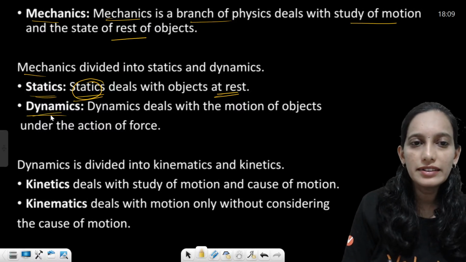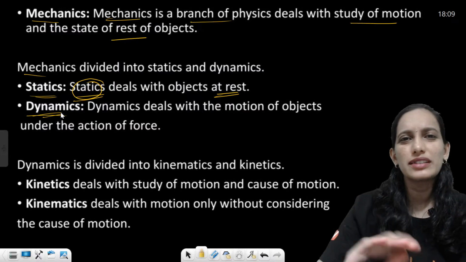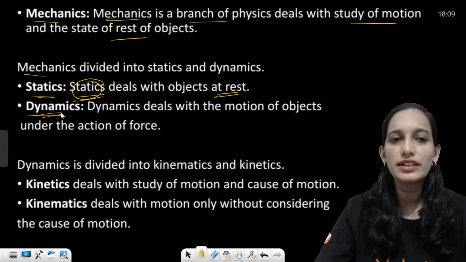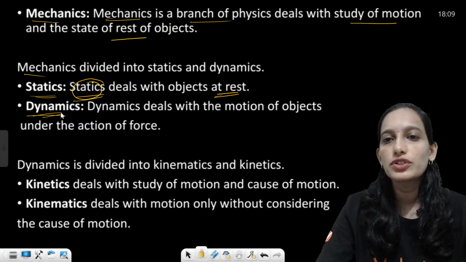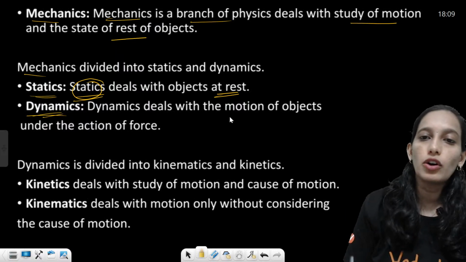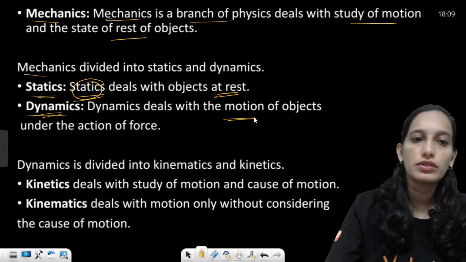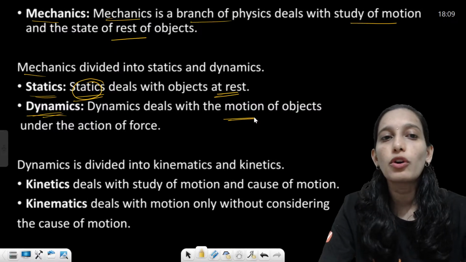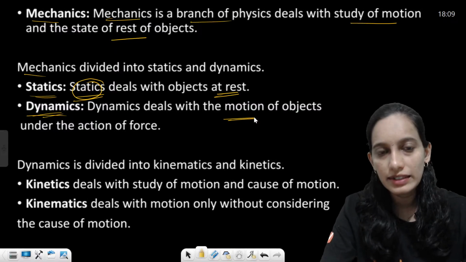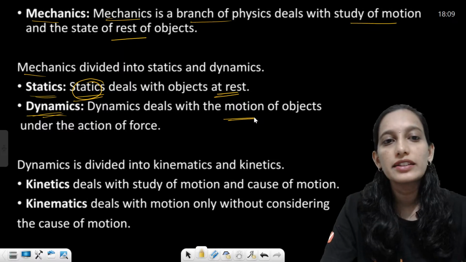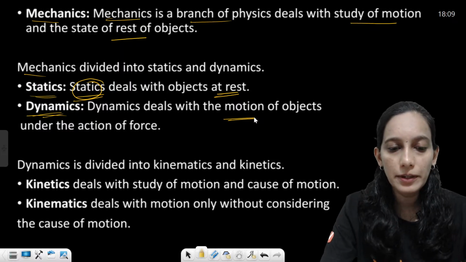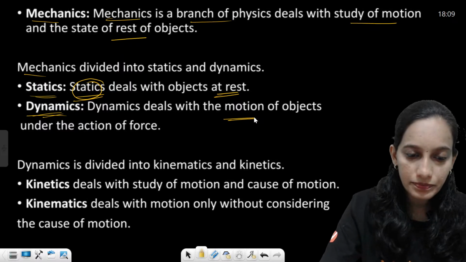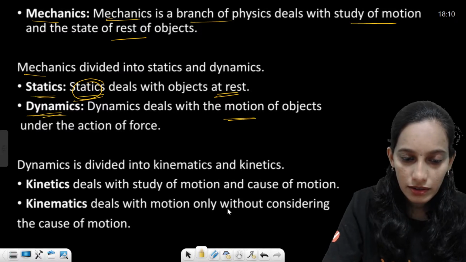And dynamics, these are all very general words, right? Dynamics means objects which are in motion. So we study the objects which are in motion. Okay, so these are the 2 broad classifications of mechanics. One is statics and the other one is dynamics. Okay, hope you're following.